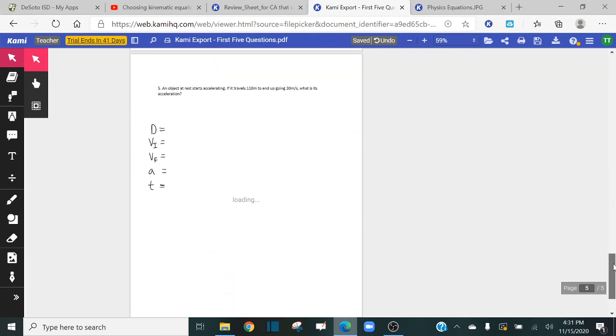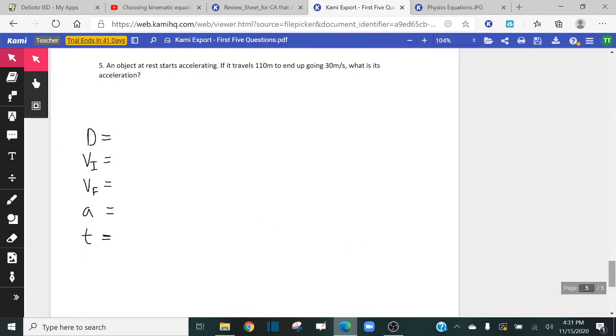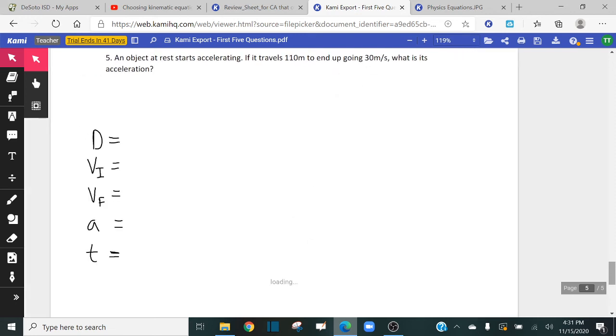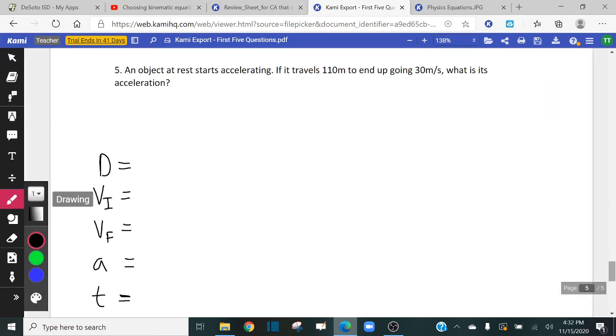Last one we're going to do. This last problem says an object at rest starts accelerating. If it travels 110 meters to end up going 30 meters per second, what is its acceleration? Okay, so it says an object at rest starts accelerating. So if it starts off from rest, you guys know what its initial velocity is going to be. Its initial velocity is just 0 because it starts off at rest.